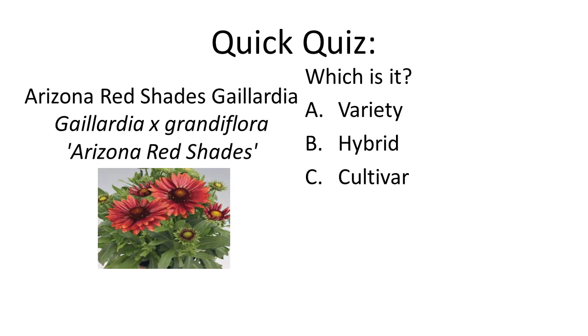Now what about this plant? Arizona Red Shades gaillardia. Is it a variety, hybrid, or cultivar? This one was tricky as it's both a hybrid and a cultivar. The multiplication sign in the scientific name indicates it was hybridized. The single quotation marks surrounding the cultivar name, 'Arizona Red Shades', denotes it's a cultivar.